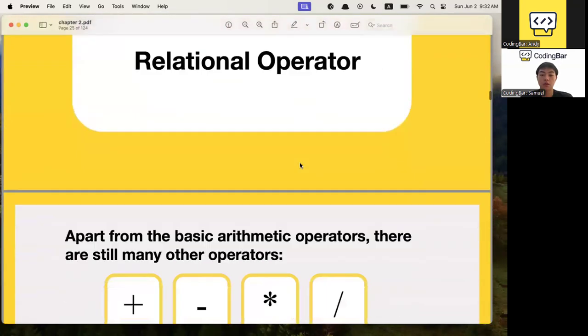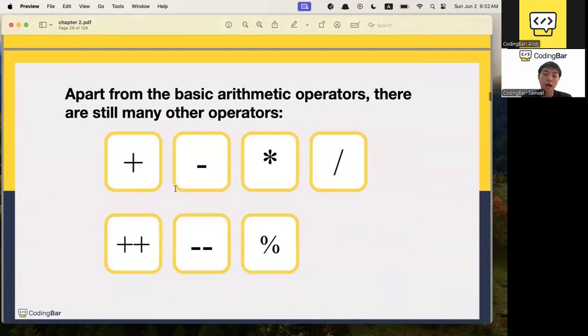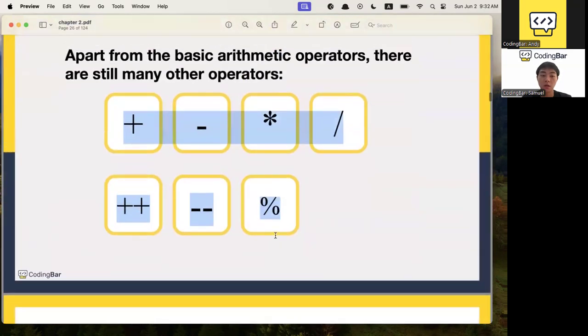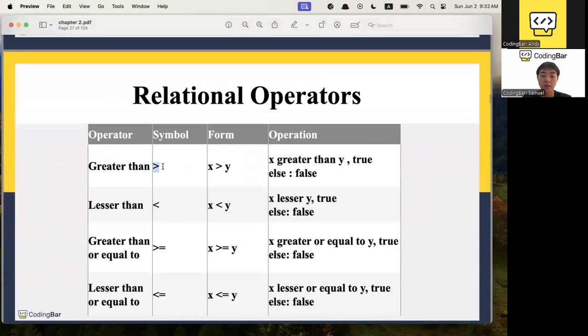And next, we are going to talk about relational operators. Other than these basic arithmetic operators, which we have just covered, there are many other operators. For example, there's greater than. So what is this greater than for? This is for comparing a number to check whether it is greater than another number, for example, whether x is greater than y.